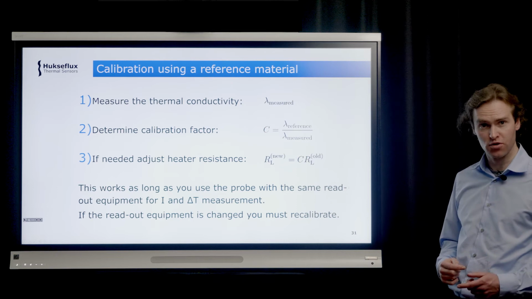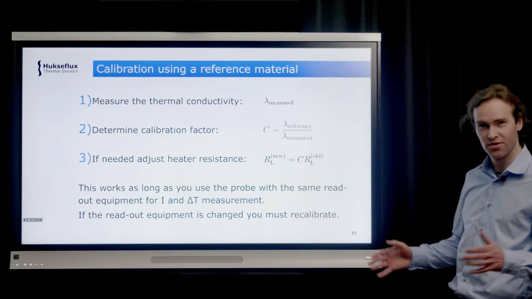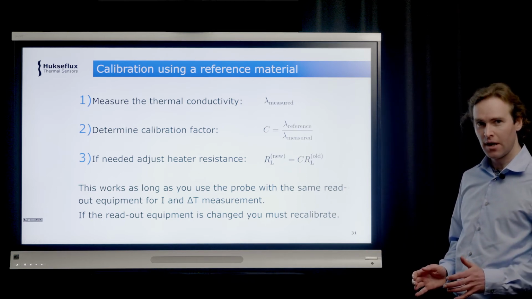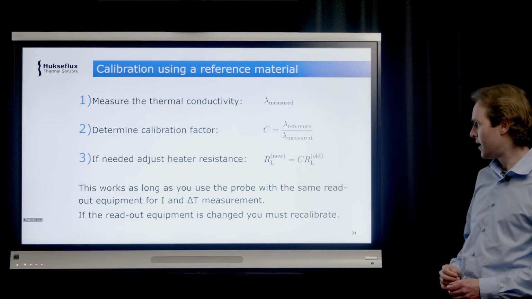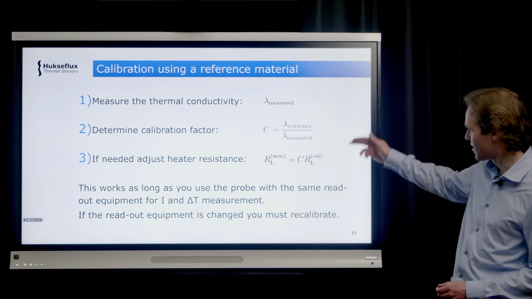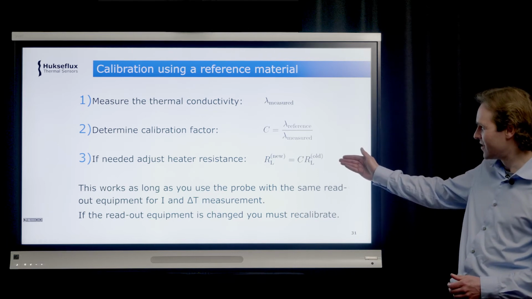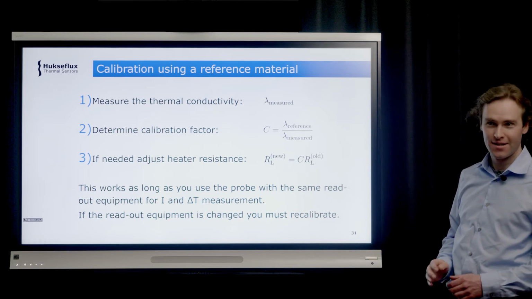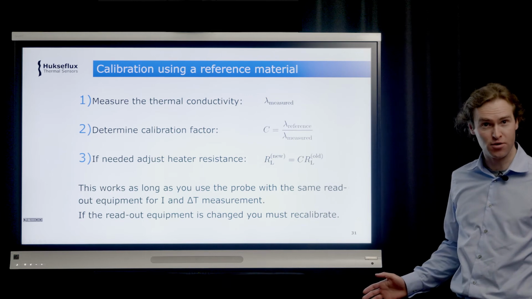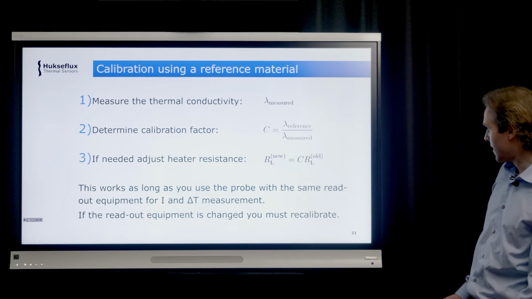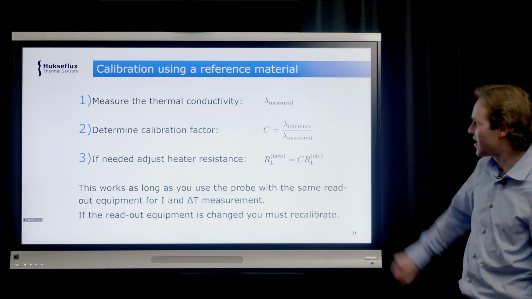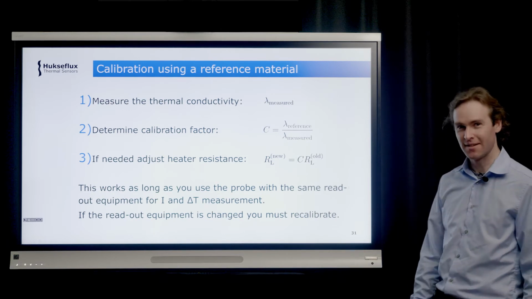Now this works as long as you use the same readout equipment. If you change readout equipment, then you should redo the calibration. And the reason is that this calibration, although you adjust the heater resistance, is actually calibration of the entire measurement system, so probe and readout equipment. So it's not per se certain that it is the heater resistance that needed adjustment.